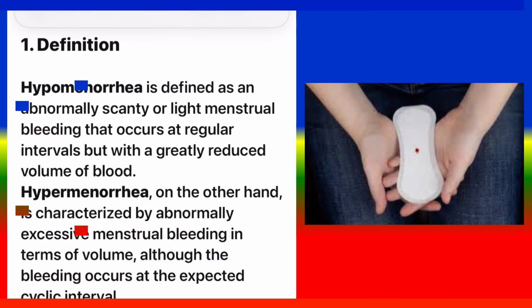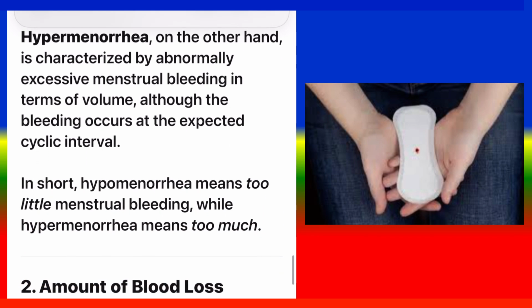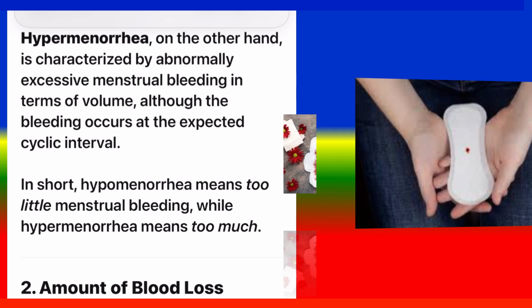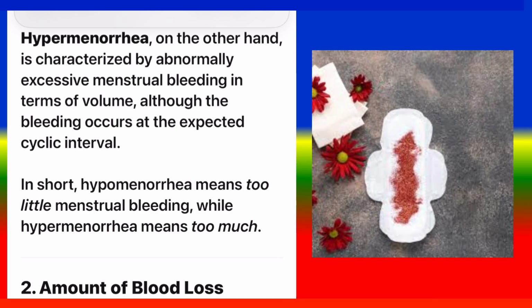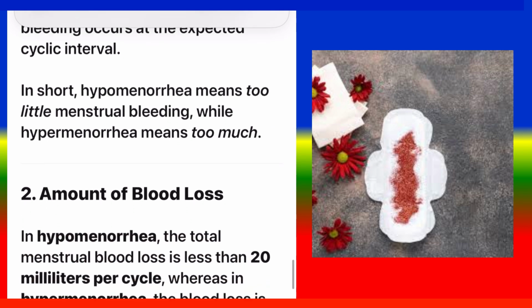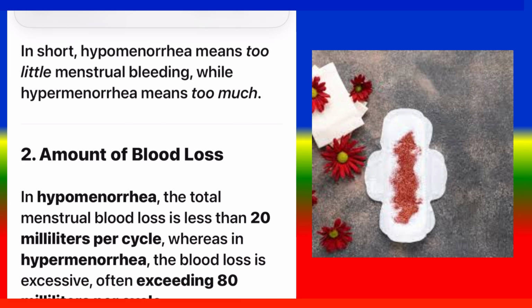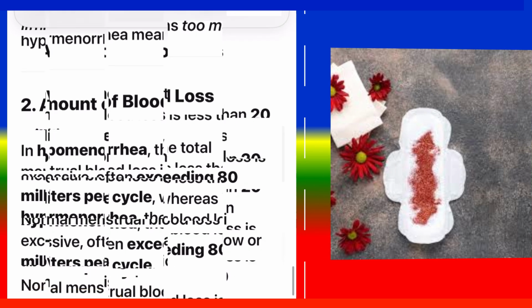1. Definition. Hypomenorrhea is defined as an abnormally scanty or light menstrual bleeding that occurs at regular intervals but with a greatly reduced volume of blood. Hypermenorrhea, on the other hand, is characterized by abnormally excessive menstrual bleeding in terms of volume, although the bleeding occurs at the expected cyclic interval. In short, hypomenorrhea means too little menstrual bleeding, while hypermenorrhea means too much.